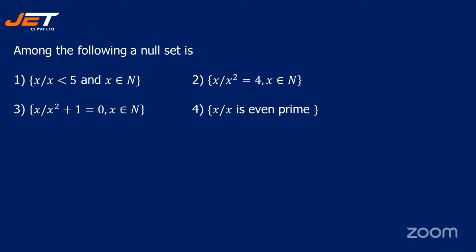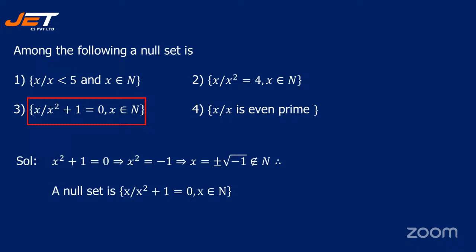Correct answers, many. Srinitya says option 3. Yes, Zohas, isn't it? Lingaya says 2. Sri Venela says 3. Zohas says 3. Let's see. Yes, it is right: x such that x squared plus 1 is equal to 0, and x is an element of N. Good.